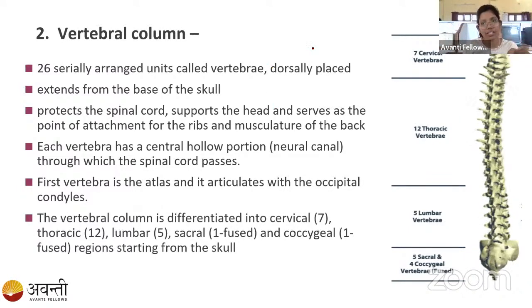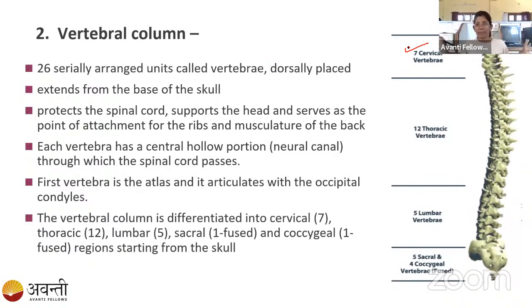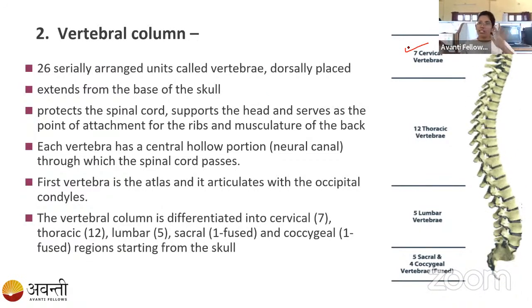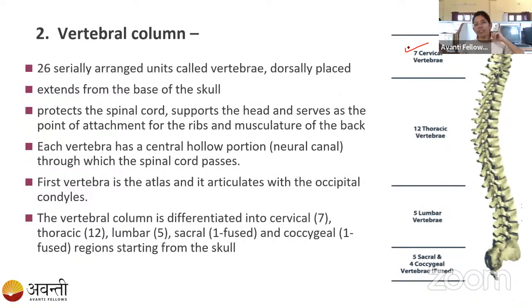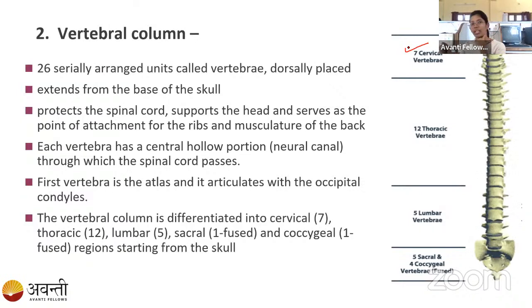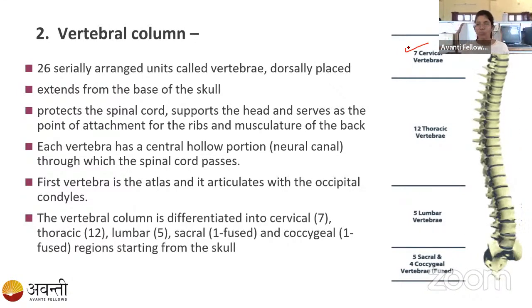The bones which are present in the cervix area are the cervical bones or the cervical vertebrae. That's it. What is the number? 7. That is clear, no? The cervical vertebrae are present in this area.